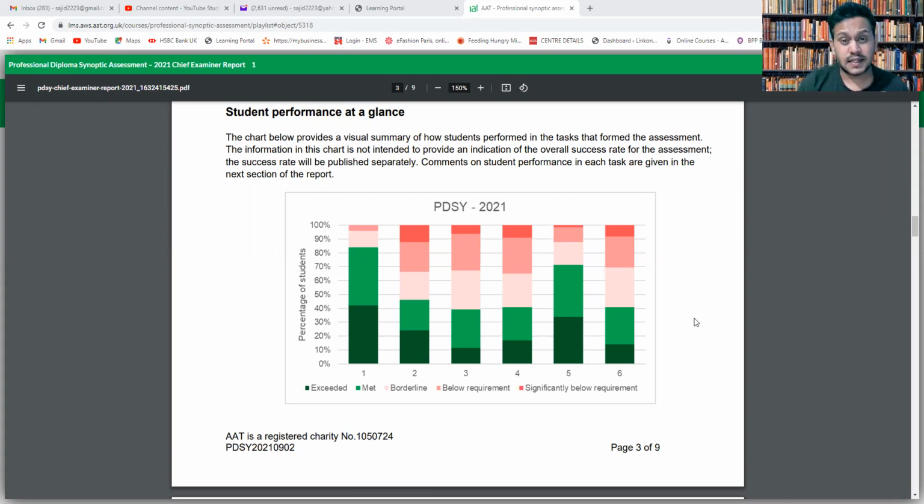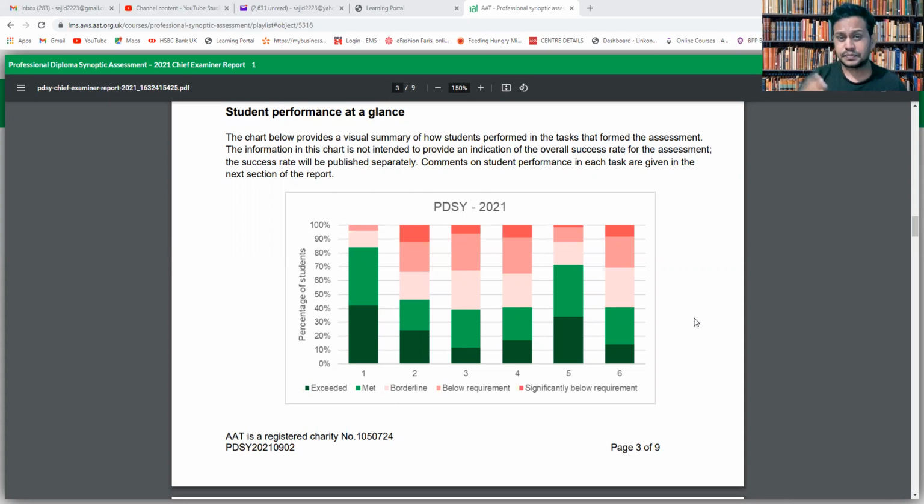Some students I have seen have done this exam a few times and still couldn't pass. There are two main reasons. The first one is that students don't understand the requirement. The requirement is not very clear to them, so they don't understand what the examiner is actually asking.